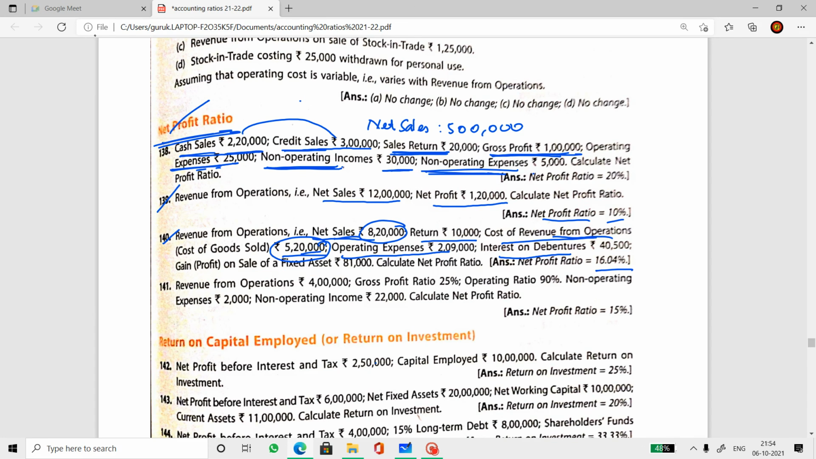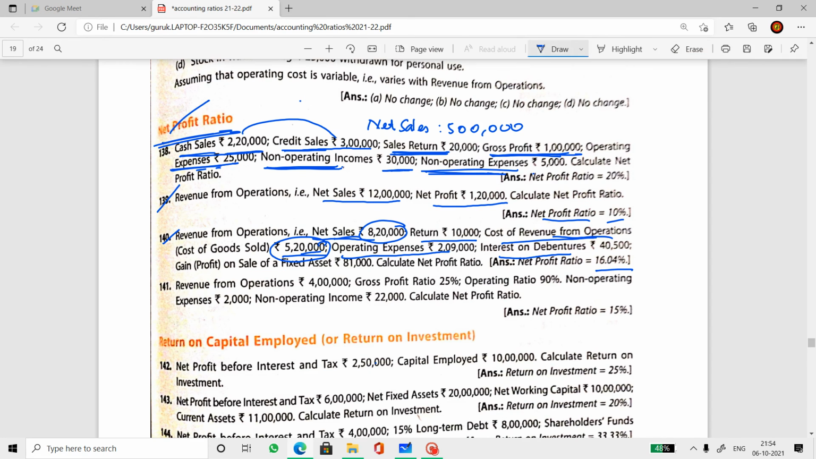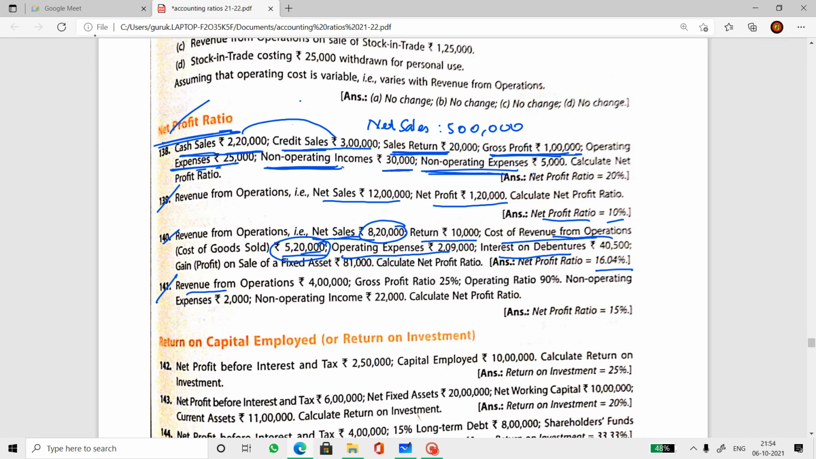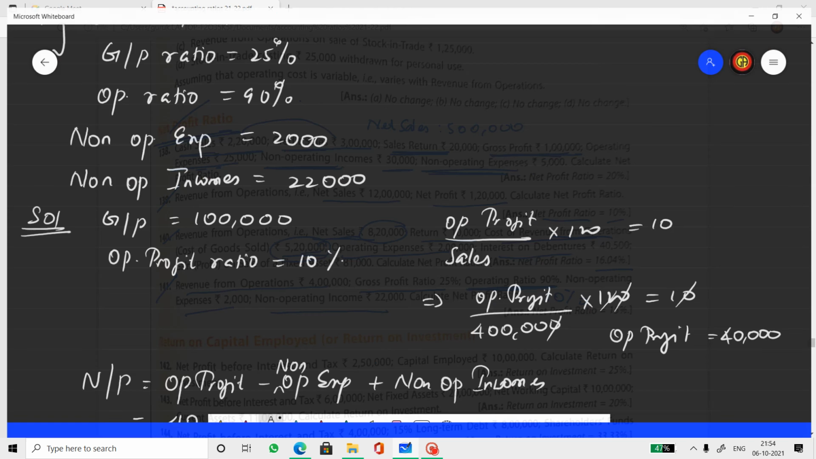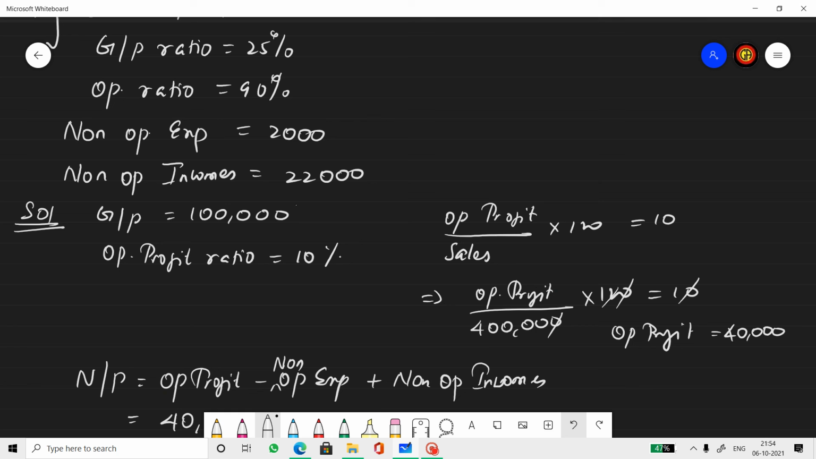16.07. The last sum for today, 141. Revenue from operations is 4 lakh. Gross profit is 25%. Operating ratio is 90%. When operating ratio is 90%, operating profit ratio will be 10%, because these two add up to 100 always. Non-operating expenses is 2,000. Non-operating income 22,000. Find the NP ratio. Now I've listed out all the items once again here.